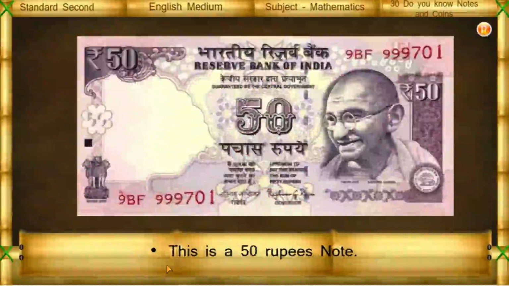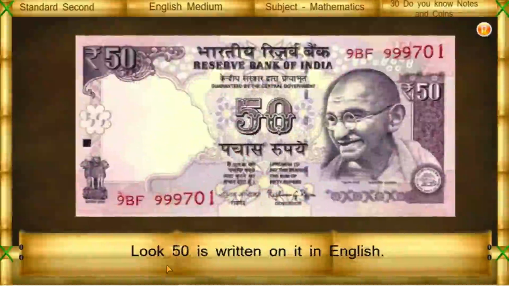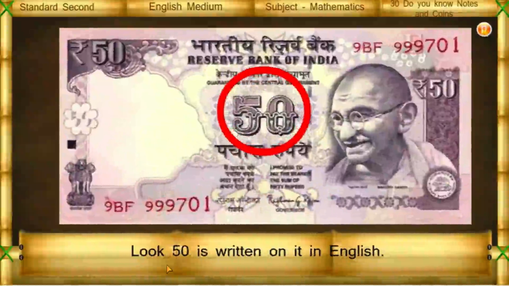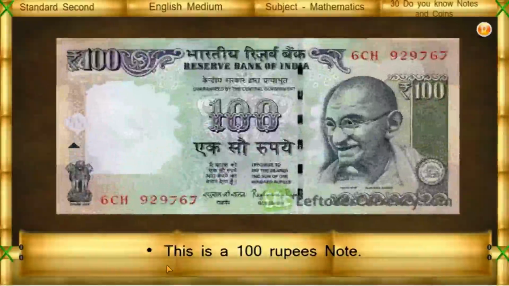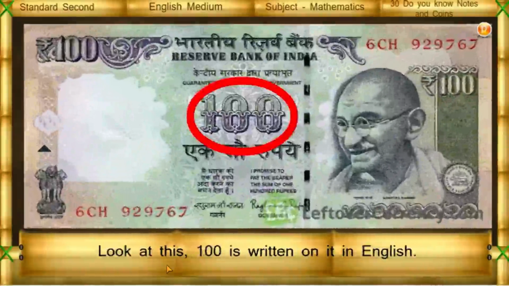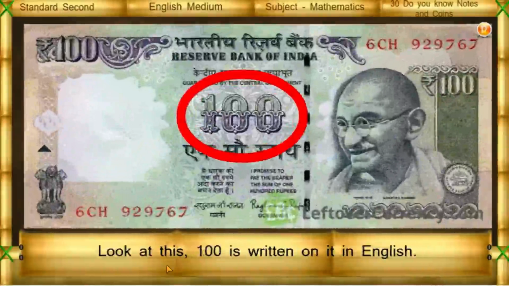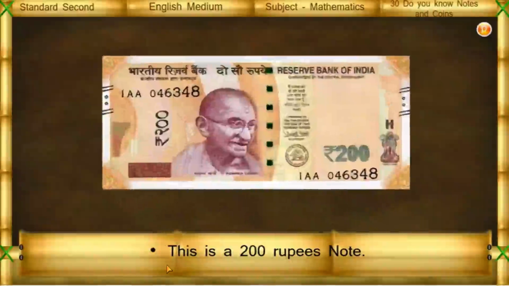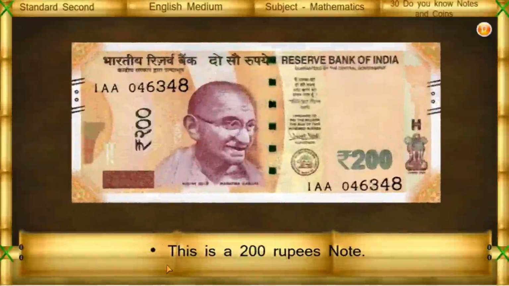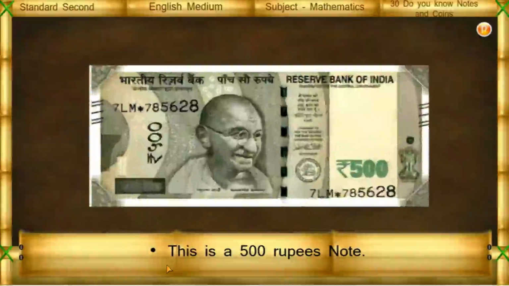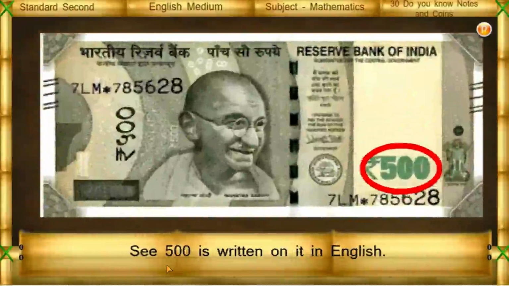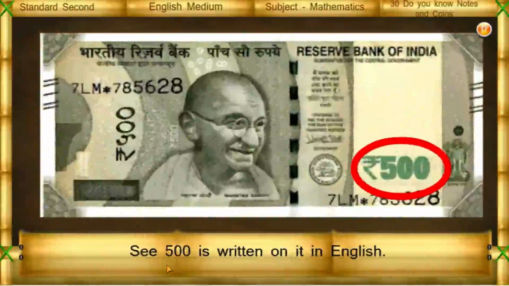This is a 50 rupee note. Look, 50 is written on it in English. This is a 100 rupee note. Look at this. 100 is written on it in English. This is a 200 rupee note. See, 200 is written on it in English. This is a 500 rupee note. See, 500 is written on it in English.